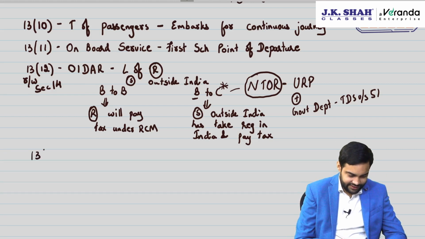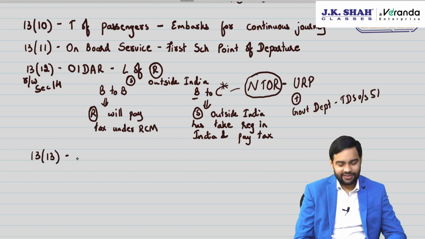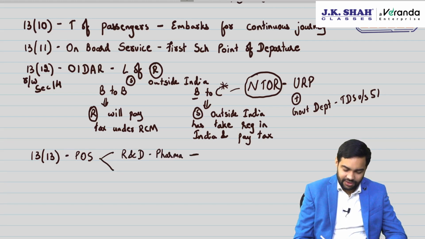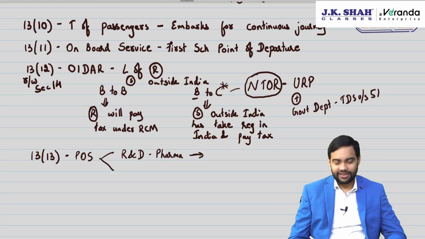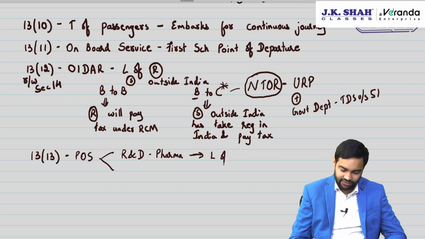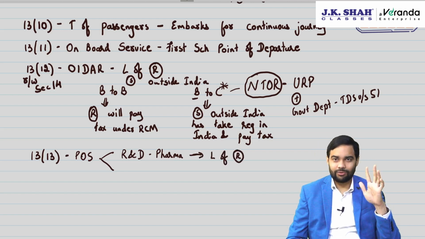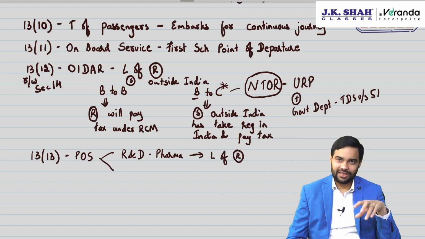Then you have 13(3). Now 13(3) gives a special power to the government to determine place of supply in some transactions. Using that power, the government has determined the place of supply for research and development in the pharma sector. That the place of supply for research and development of the pharma industry will be the location of the recipient and not where it is performed. Otherwise it would have been a performance based service, and the place of supply would have been India.